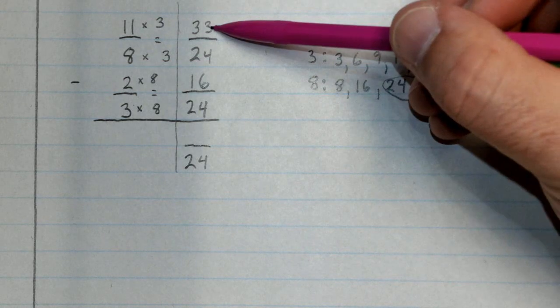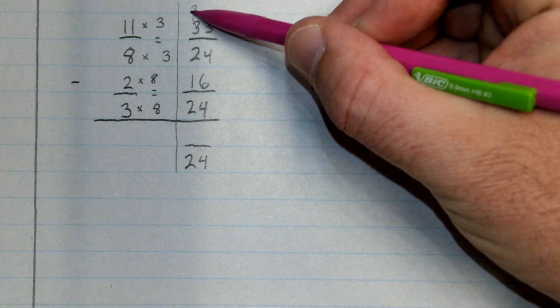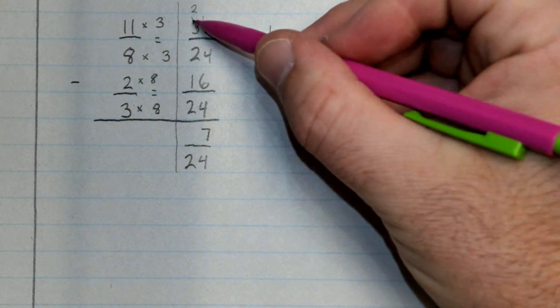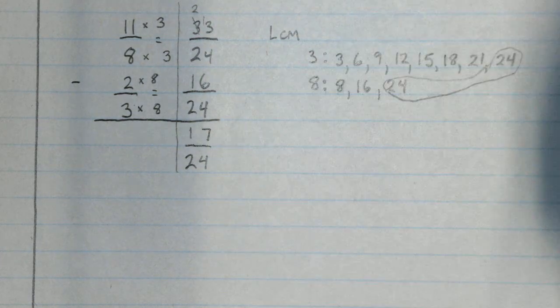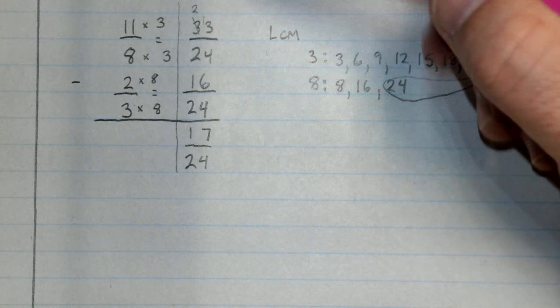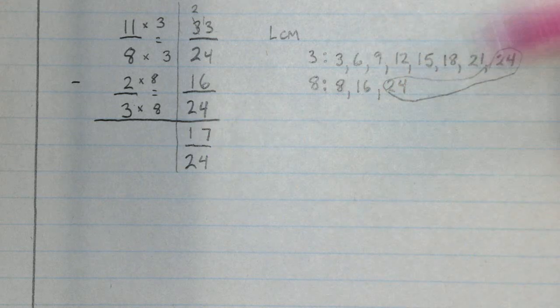33 minus 16. Well, 3 minus 6 won't work unless I borrow. 13 minus 6 is 7. 2 minus 1 is 1. So, when I subtract 33 24ths minus 16 24ths, I get 17 24ths.